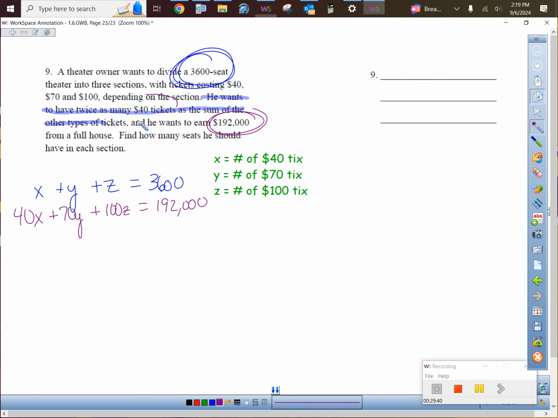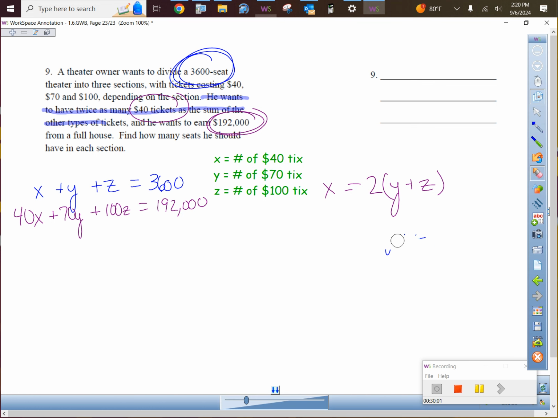So $40 tickets is what they're talking about, and the sum of the other two. I'll bet we're really down with the fact that we're going to have to add y and z together, right? So my question is, is this the right equation, or is this the right equation? Talk about that with a neighbor. Which one of those do you feel should be correct?